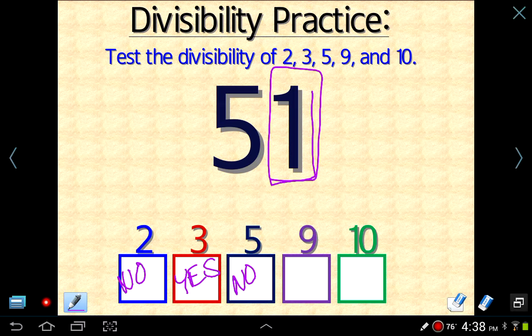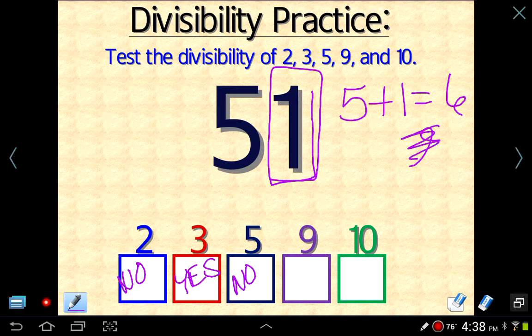The rule for 9 is like the rule for 3. Does 5 plus 1 add up to a number that 9 divides into? No, it does not. Not unless you turn your paper over and it becomes a 9, and that would not count. So that would be a no, and that would be a no. Okay? Moving right along.